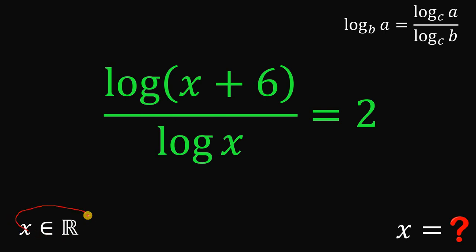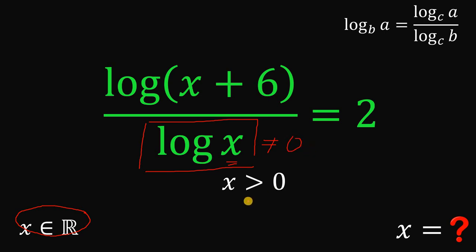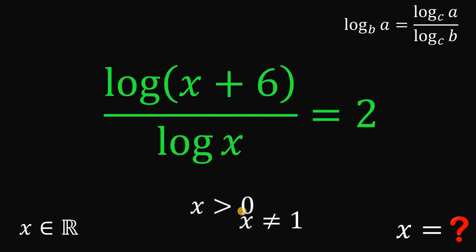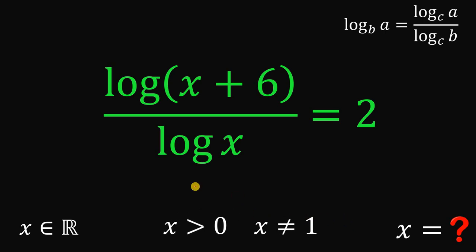Now, since we're dealing with the real value of x, this x right here in the denominator cannot be a negative number or 0. So we can say that x must be greater than 0. Also, since logarithm of x is in the denominator, this cannot be equal to 0 also. Therefore, x must be not equal to 1, because if x is 1, logarithm of 1 is equal to 0, and we don't want that. Now, using these two conditions, that x is greater than 0 and x not equal to 1, we can now solve this kind of question.